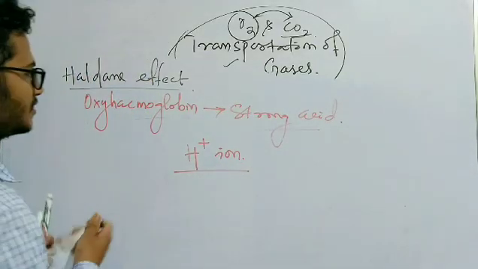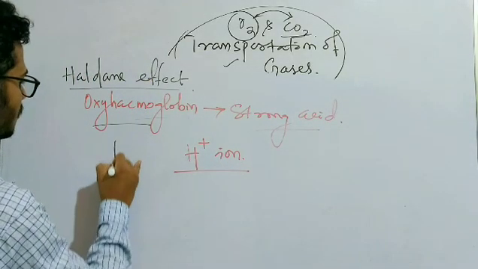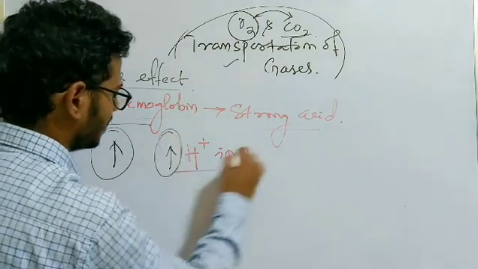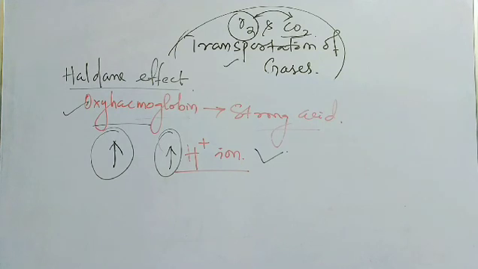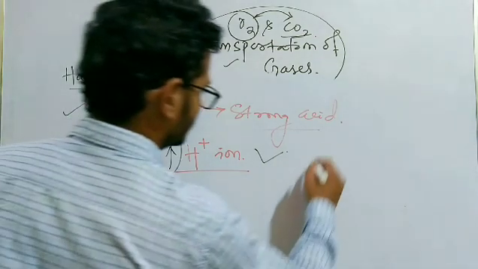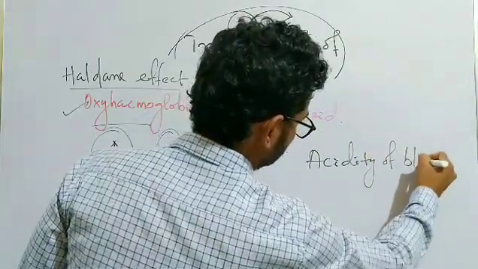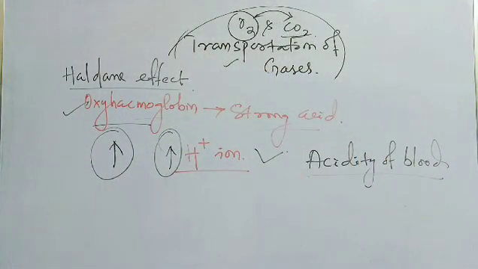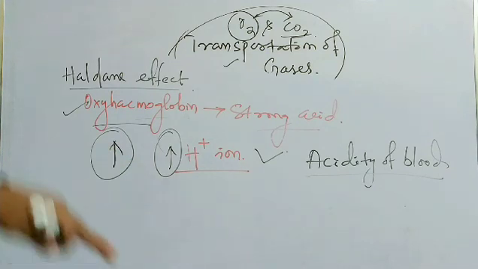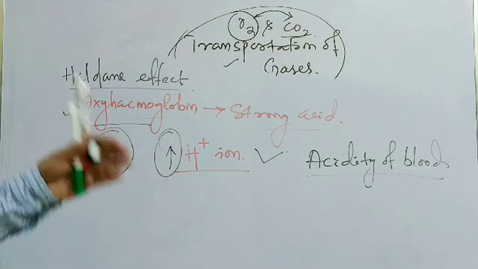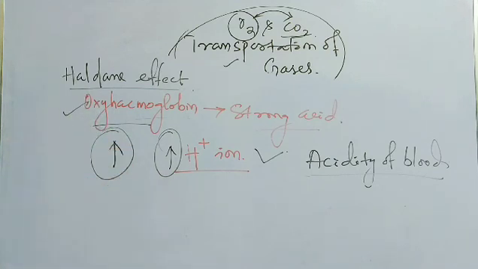So the more the amount of oxyhemoglobin, the more the hydrogen ion. Hydrogen ion concentration will be more, and that is why it will lead to acidity of blood. When hydrogen ion concentration goes on increasing, the acidity of blood is also increased. This is called Haldane effect.